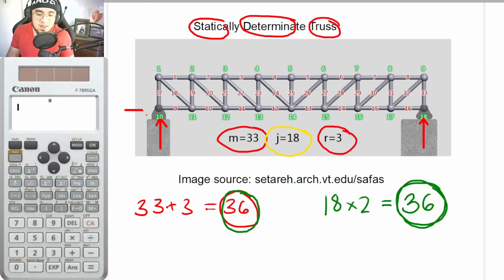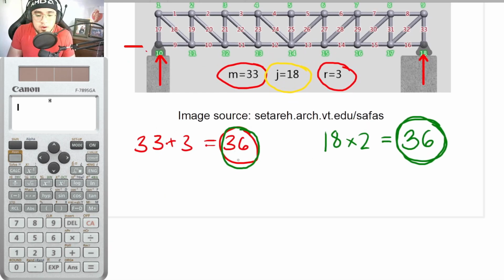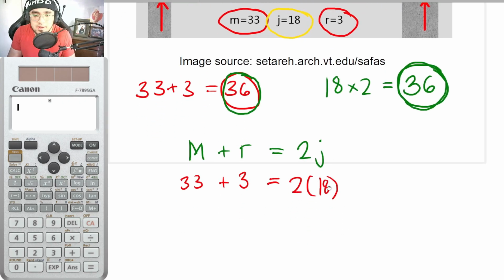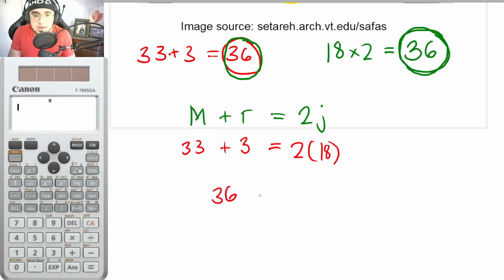Okay, so converting that logic into a mathematical equation, that is where this equation came from. The bar members, or M, plus support reactions must be equal to twice the joints. So for members, we have 33, plus how many reactions are there? 3. So that must be equal to twice the number of joints of 18. With that being said, 36 is now equal to 36. So if it is equal, it is statically determinate.